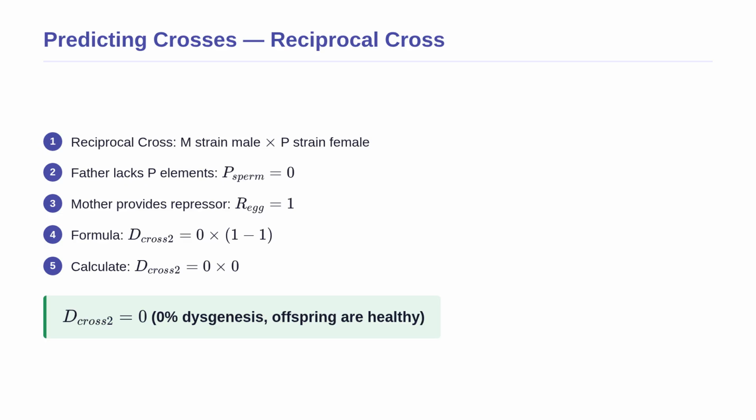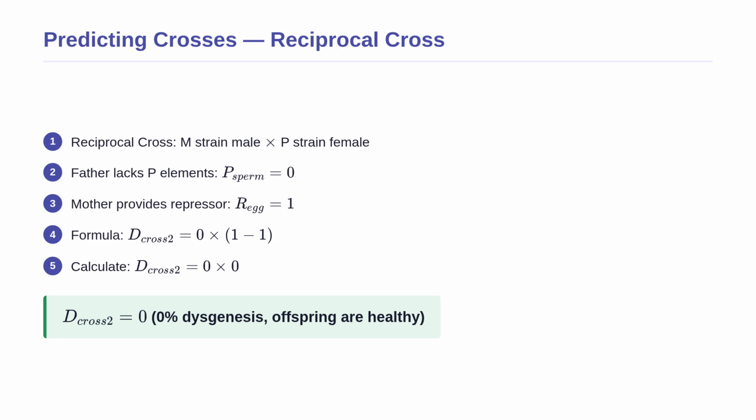Now, what happens if we flip the parents? Let us look at the reciprocal cross, mating an M strain male with a P strain female. Again, we want to find the probability of dysgenesis. The M male does not have P elements, so we set P sperm to 0. The P female, however, provides the protective repressor in her egg, so we set R egg to 1.